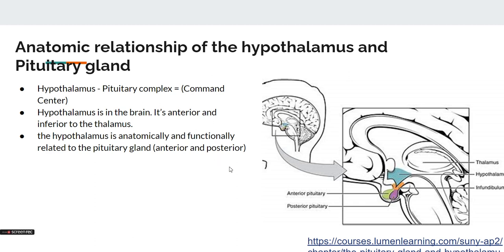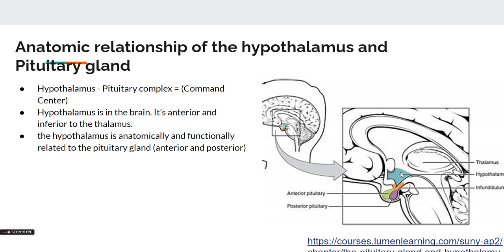What it means is that the stimulus that is received by the nervous system must first pass through the hypothalamus pituitary complex, then it is translated into hormones, and that will initiate a response. The hypothalamus pituitary complex is the one giving the orders. The hypothalamus, meaning sits below the thalamus, it is in the brain and located anterior and inferior to the thalamus.